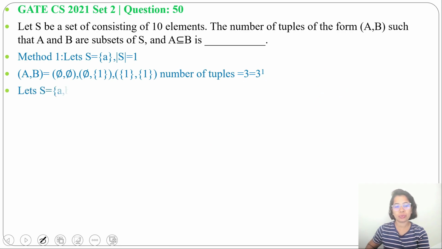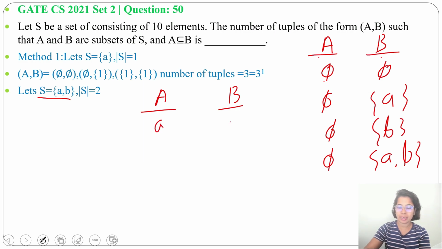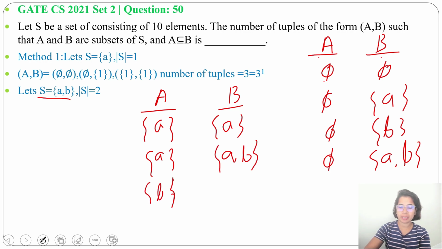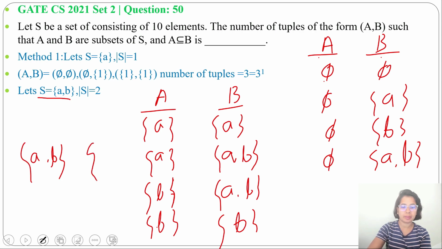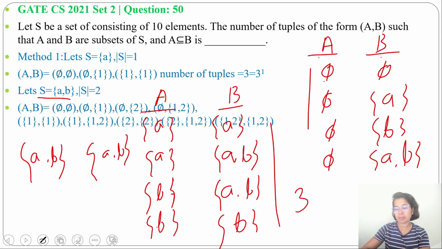When S cardinality equals 2, let S contain a and b. Now what can sets A and B contain? Both can contain the empty set, then (empty, empty), (empty, {a}), (empty, {b}), (empty, {a,b}). In all four cases, set A is a subset of set B, set A is a subset of S, and set B is a subset of S. Next, it can have {a} in set A, then {a} is a subset of {a}, {a} is a subset of {a,b}. Then {b} is a subset of {b}, {b} is a subset of {a,b}, and both sets can contain {a,b}. So if we count, total 4, 4, 8 plus 1, 9. And 9 we can write as 3 power 2.